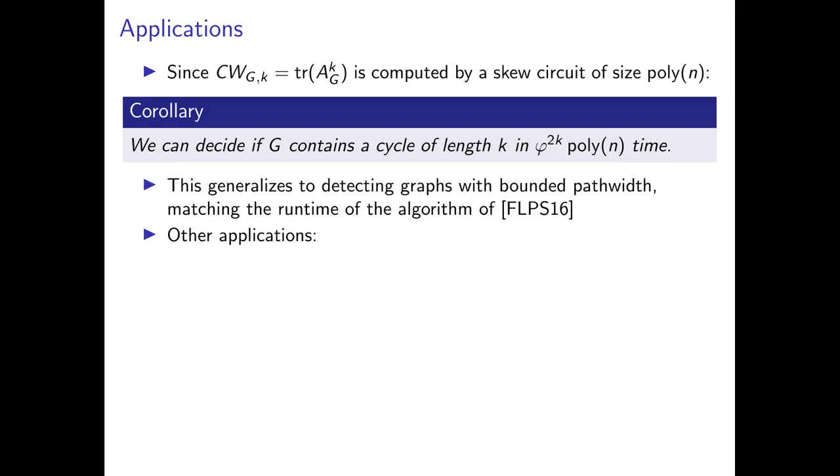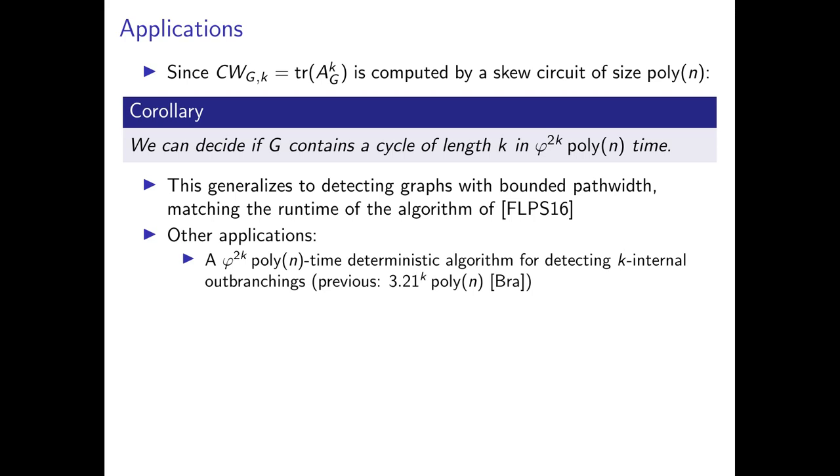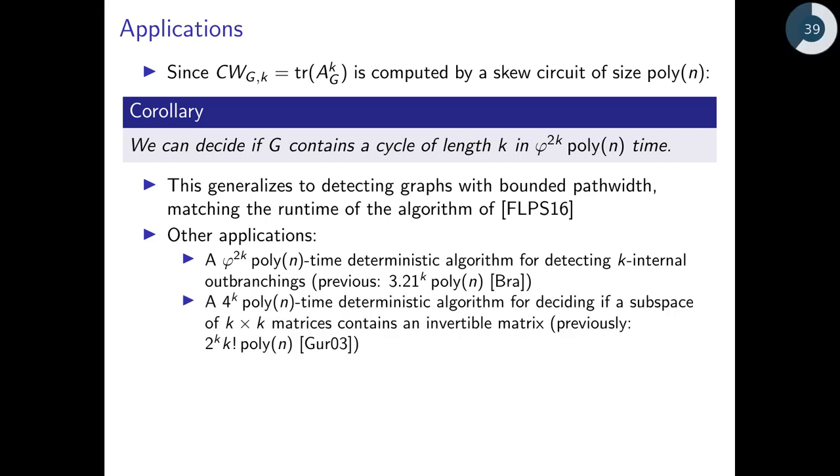Now let me state a few more applications very briefly. The details of these can be found in our paper. We give a phi to the 2k times poly n time deterministic algorithm for detecting k internal outbranchings in a graph, which improves on the previous fastest deterministic algorithm for this problem due to Brand. We also obtain a very simple 4 to the k poly n time deterministic algorithm for deciding if a subspace of k by k matrices contains an invertible matrix. This improves on the previous fastest algorithm, which was given by Gurvits. I'll just mention that the problem of giving a polynomial time algorithm for this problem is a major open problem in complexity.